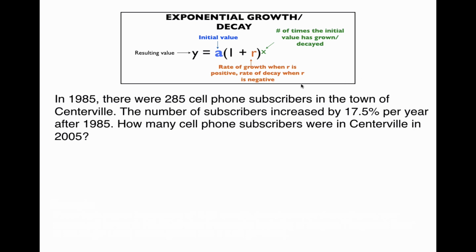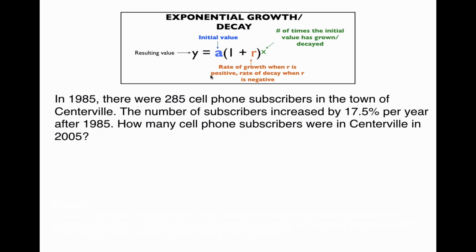So let's try to use this model in a real-world situation. In 1985, there were 285 cell phone subscribers in the town of Centerville. The number of subscribers increased by 17.5% per year after 1985. How many cell phone subscribers were in Centerville in 2005?